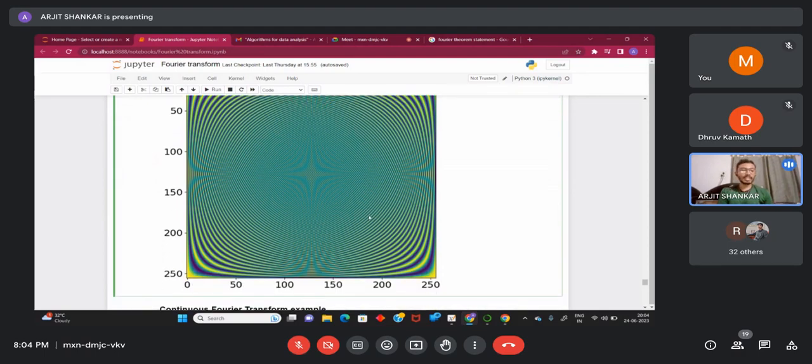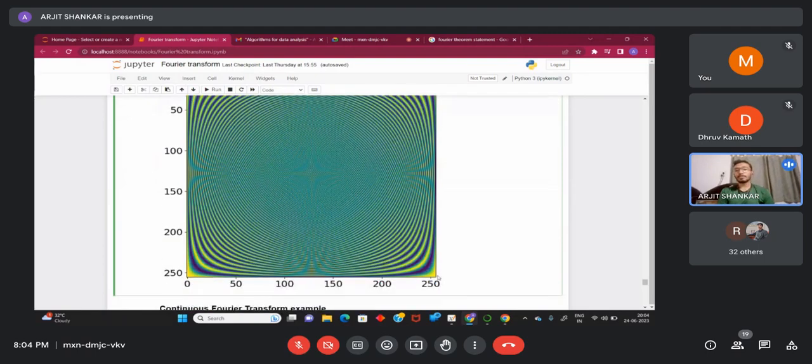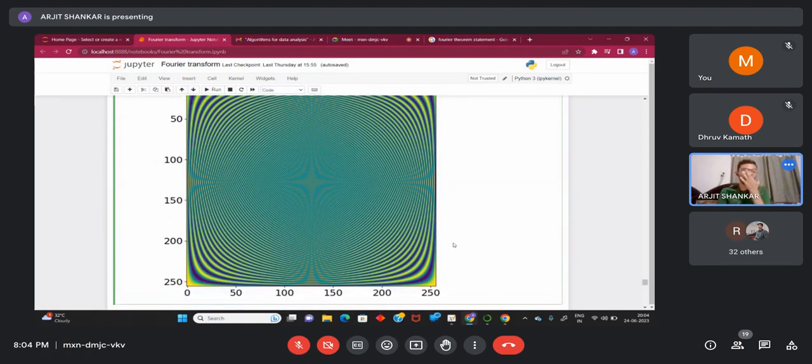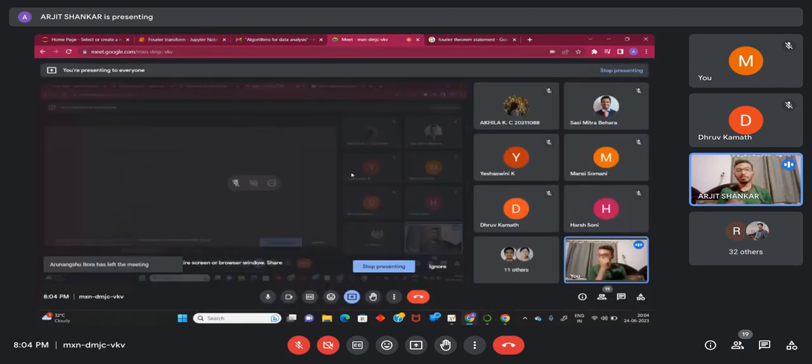Another thing to note here is that we are starting from 0 comma 0. See, 0 is on the top and going all the way to 250 cross 250. So again, it's the same thing: we are defining a 250 cross 250 matrix, right? If anyone has any particular question over here, they can ask, or else I will move on to fast Fourier transform.